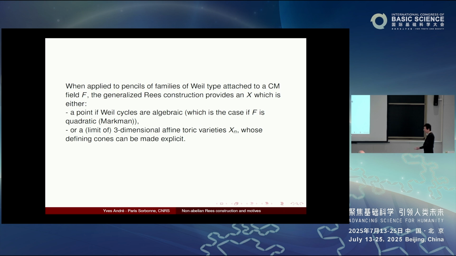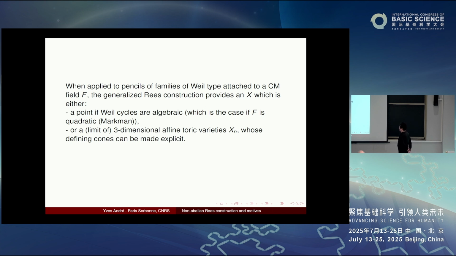And in fact, one can compute explicitly many cases. For instance, when we look at families of abelian pencils of Weil type, which are attached to a CM field F. They were introduced, in the case where F is the quadratic imaginary field, by Weil, in order to give a potential counterexample to the Hodge conjecture.